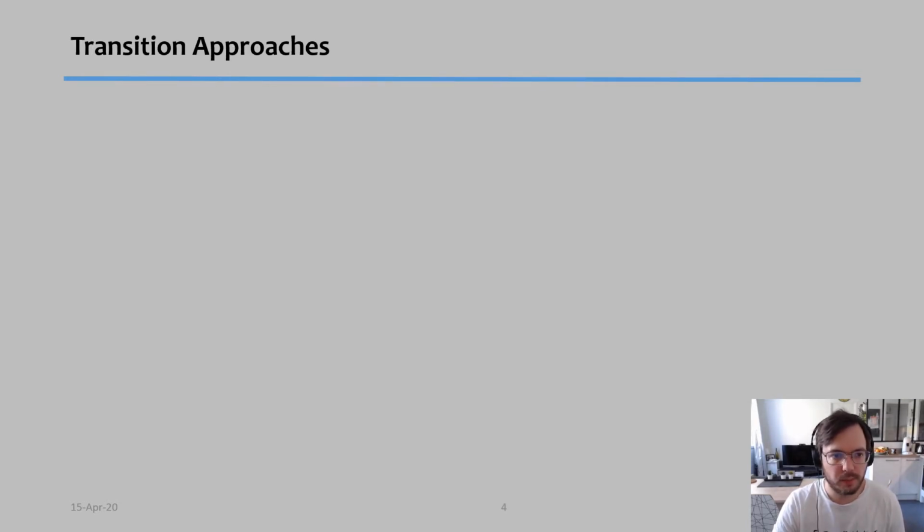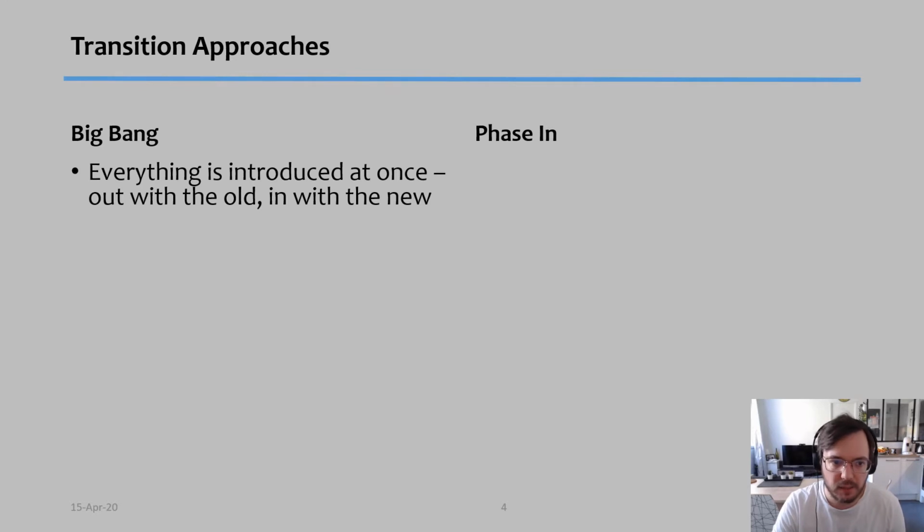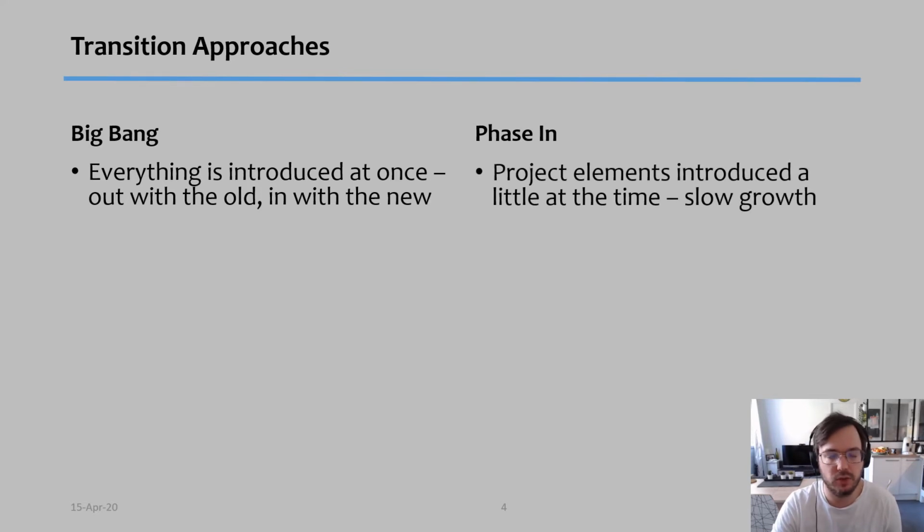There are two main approaches to do the transition of the project result into the business. The first one is called the Big Bang, and the second one is called the phase in. In the Big Bang, everything is introduced at once, out with the old and in with the new, while in the phase in, things are introduced one at a time. A little bit at a time, baby steps. So there is a slower growth in this method.